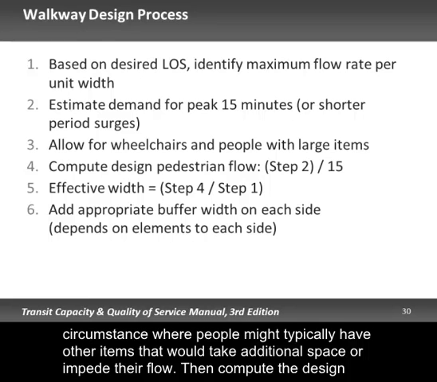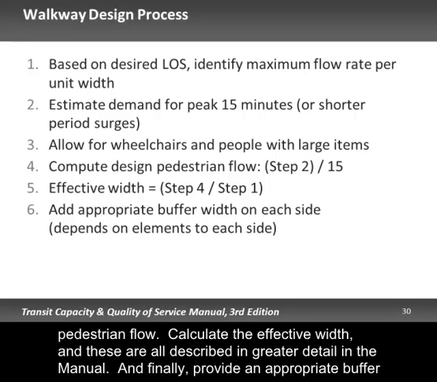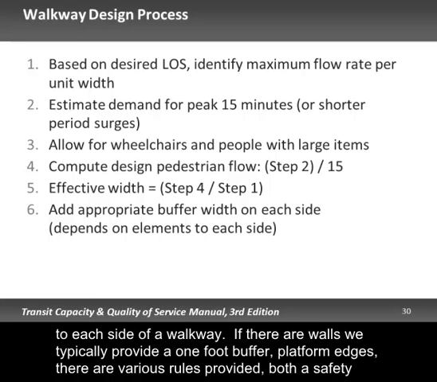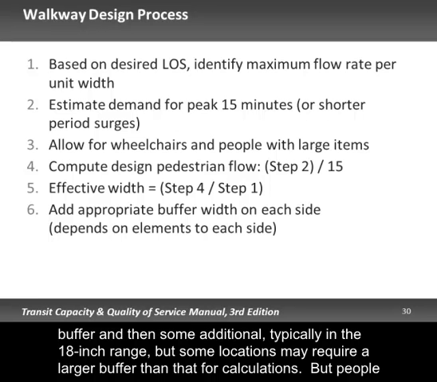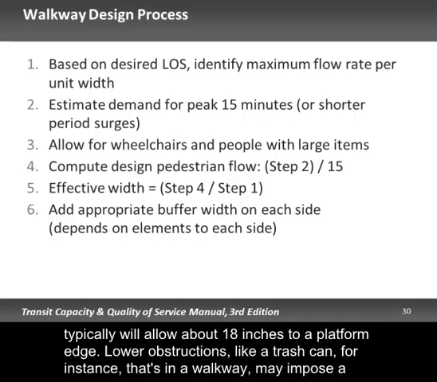Then compute the design pedestrian flow, calculate the effective width, and these are all described in greater detail in the manual. And finally, provide an appropriate buffer to each side of a walkway. If there are walls, we typically provide a 1-foot buffer. For platform edges, there are various rules provided, both a safety buffer and then some additional, typically in the 18-inch range, but some locations may require a larger buffer than that for calculations, but people typically will allow about 18 inches to a platform edge. Lower obstructions, like a trash can, for instance, that's in a walkway, may impose a smaller buffer.